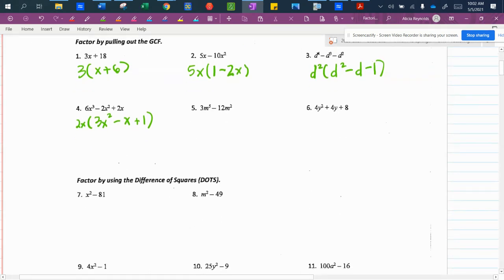Number 5, what's the GCF? 3m squared. So what's left in my first term? m cubed. Very good. Second term? Minus 4. Number 6, what's the GCF? 4. So what's left in my first term? y squared. Second term? Last term? 2.